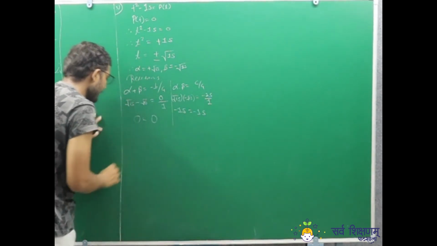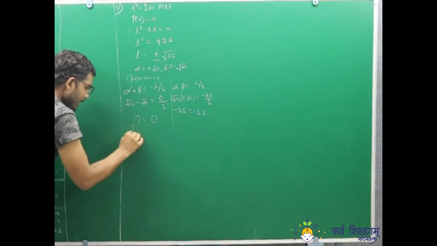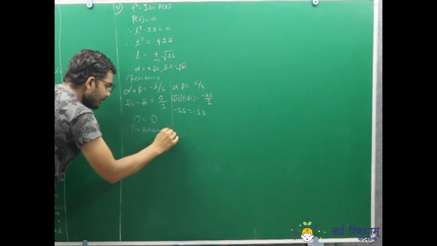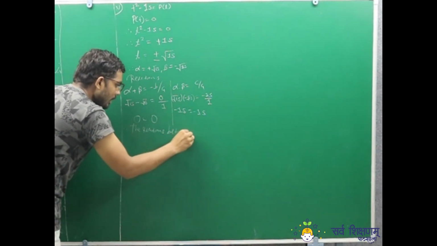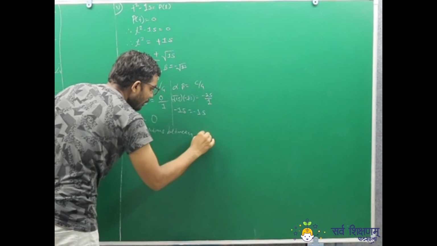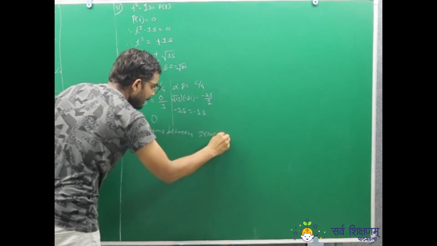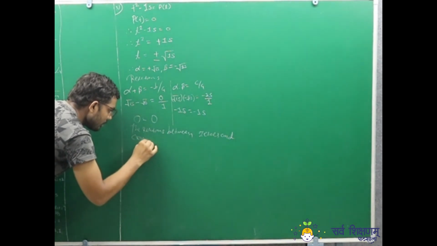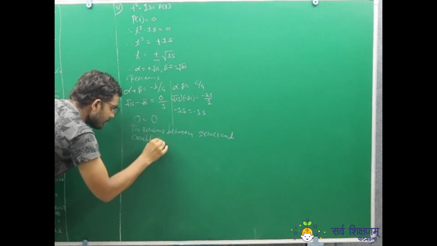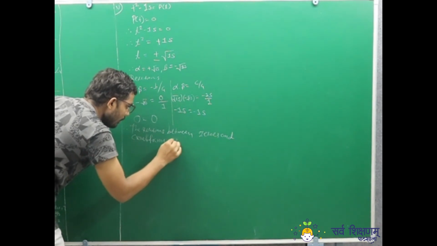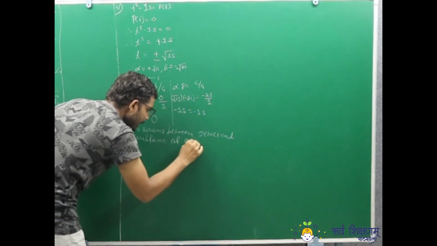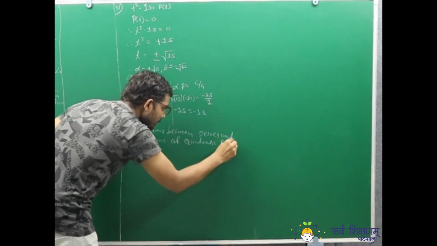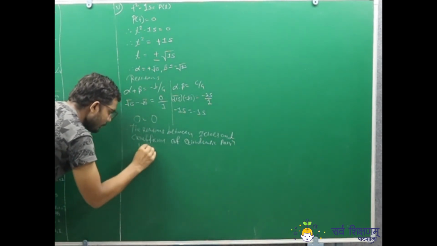Therefore, we can say that the relations between zeros and coefficient of quadratic polynomial is proved.